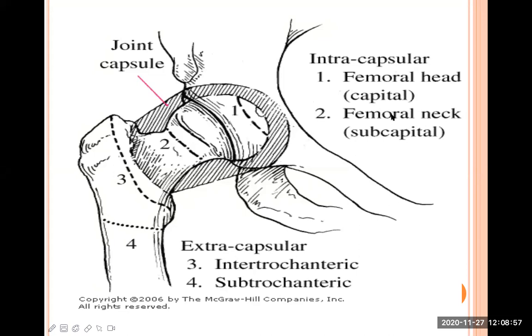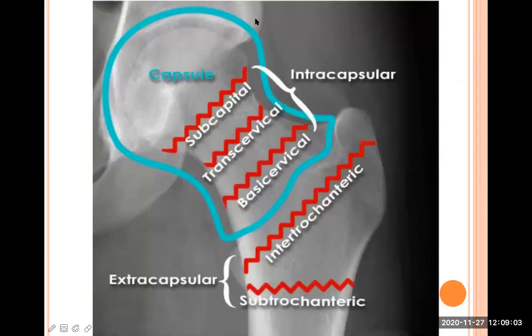They have not mentioned the different types of neck of the femur fracture here. So subcapital, transcervical, basal or basicervical, whatever term you want to use. These are intracapsular ones. Very nice informative diagram. Intertrochanteric fracture and subtrochanteric fracture. Excellent one to remember for the students.